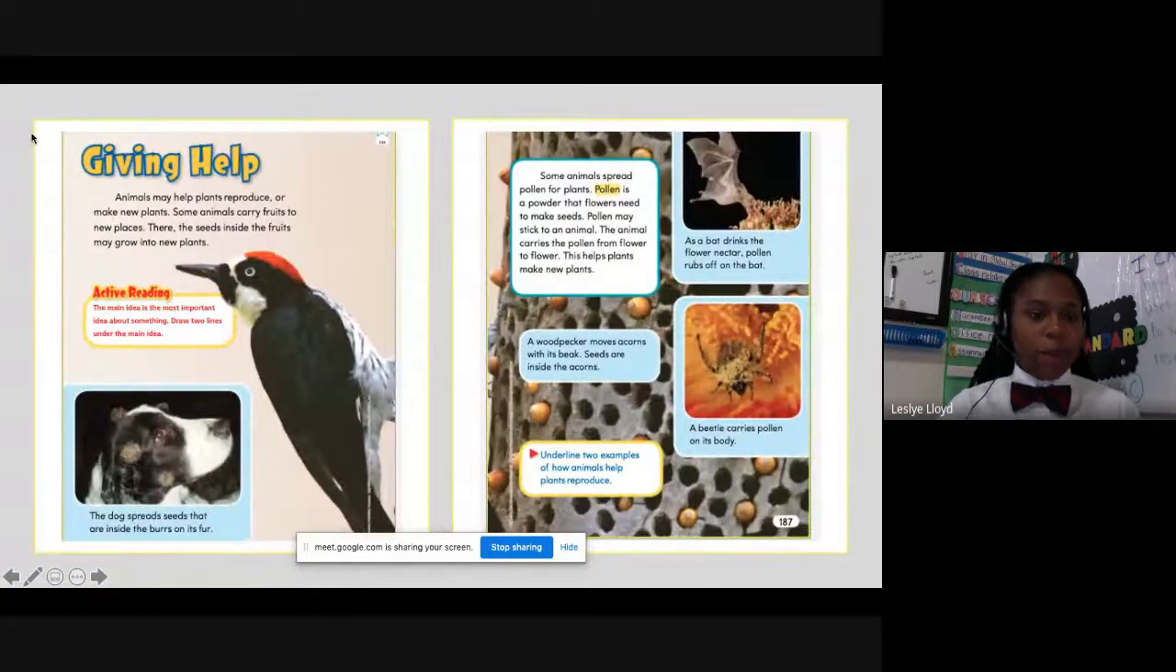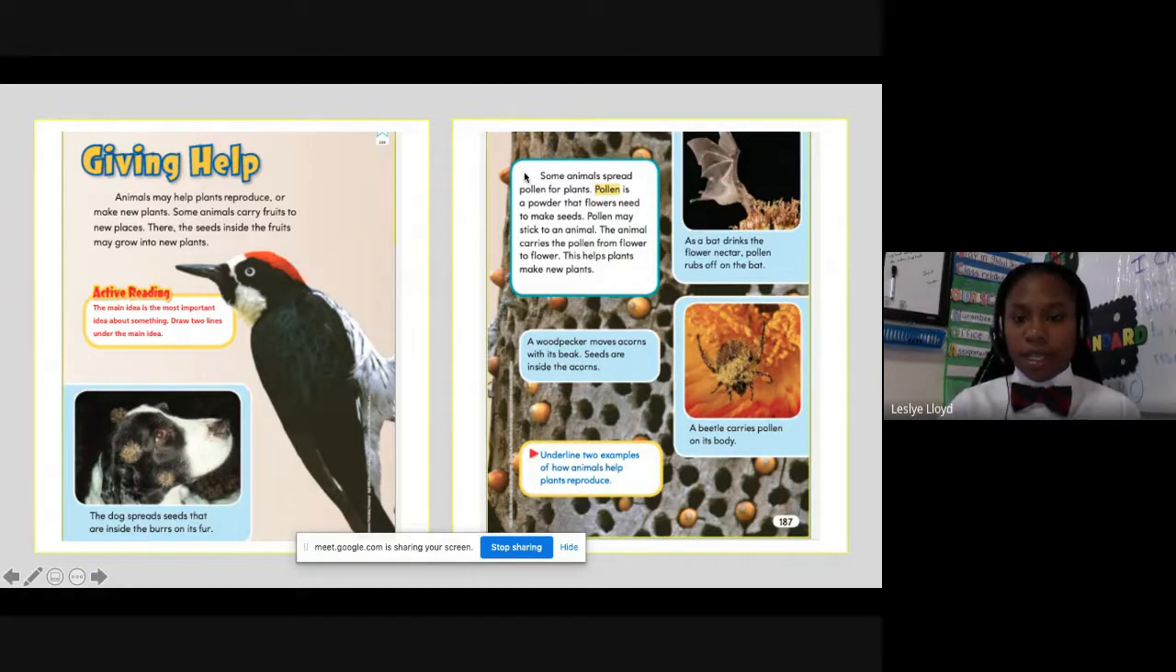Giving help. Ms. Lloyd is reading from right here. Animals may help plants reproduce, or make new plants. Some animals carry fruits to new places. There, the seeds inside the fruits may grow into new plants. Down here, this dog spreads seeds that hide inside the burrs of its fur.